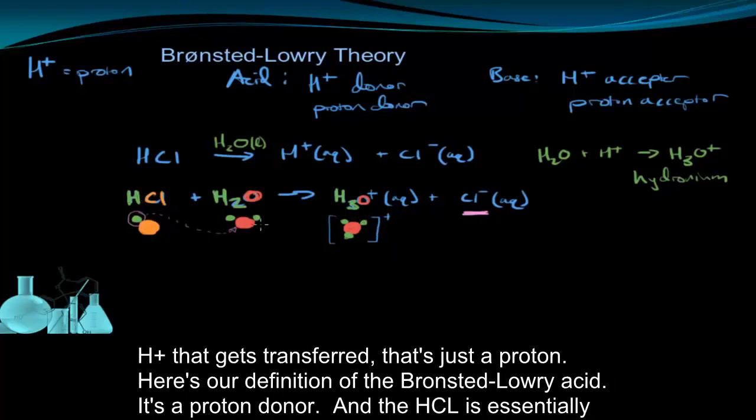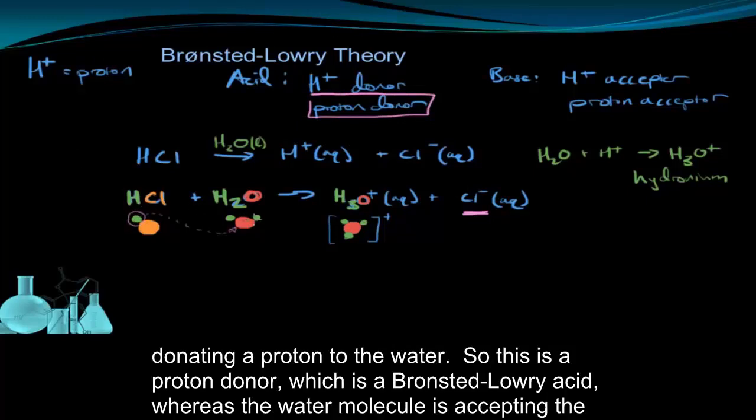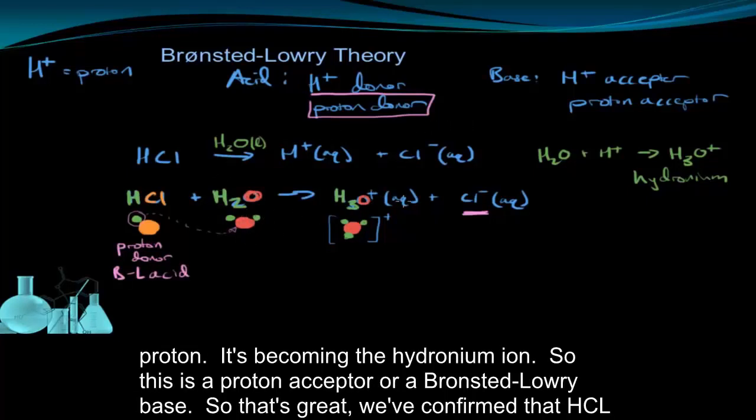Now, this H plus that gets transferred is just a proton. Here's our definition of the Bronsted-Lowry acid. It's a proton donor, and the HCl is essentially donating a proton to the water. So this is a proton donor, which is a Bronsted-Lowry acid. Whereas the water molecule is accepting the proton. It's becoming the hydronium ion. So this is a proton acceptor, or a Bronsted-Lowry base. So that's great.